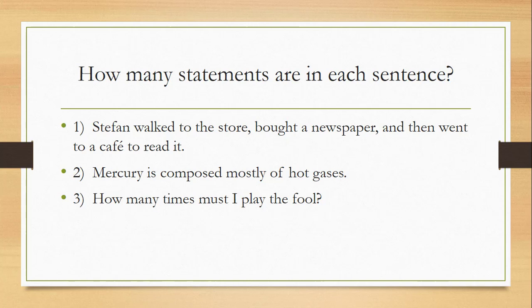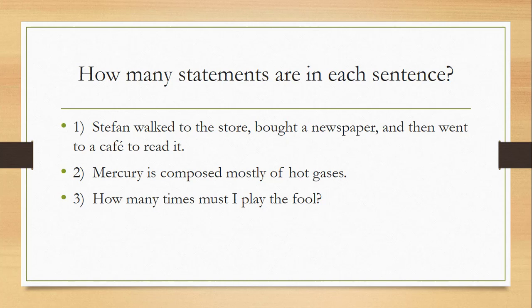The second one is that he bought a newspaper, and the third is that then he went to a cafe to read it. Those can all be independently true or false of each other. For example, it could be true that Stephen walked to the store, but it could be false that he bought a newspaper. And so here we have three statements.